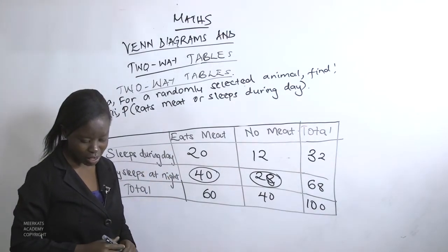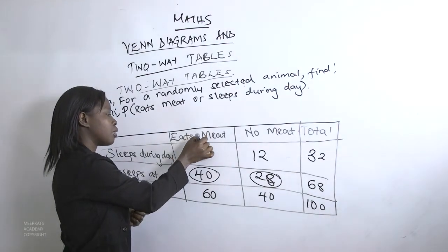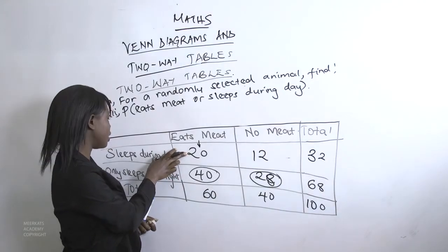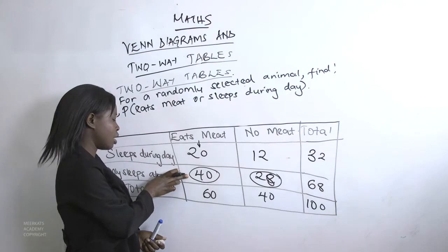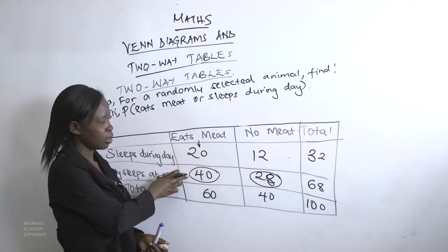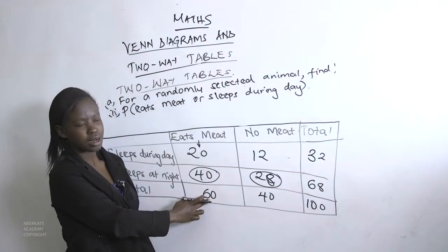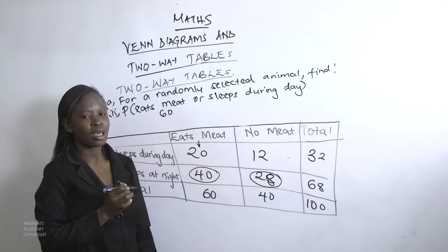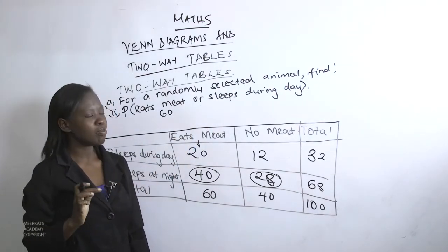So we discover that the animals that eat meat are found in these columns. We have 20 animals eating meat and sleeping during the day. We have 40 animals eating meat, but they sleep during the night. So in total, animals that eat meat are 60. So we have 60 animals that eat meat, but you have another option that they sleep during the day.